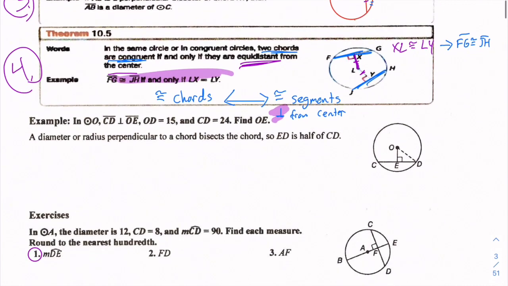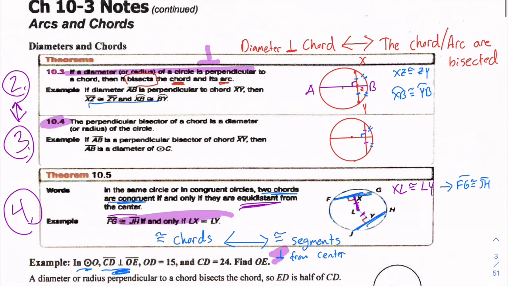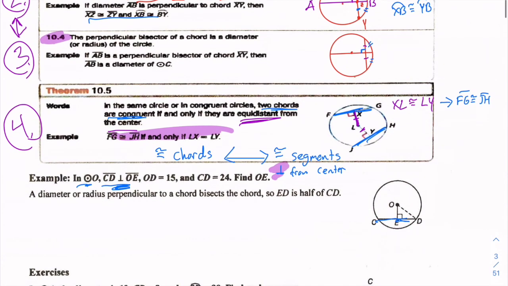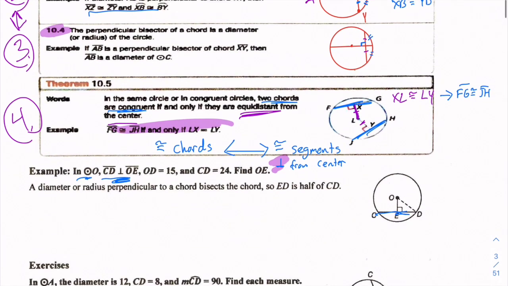All right, let's test out these theorems. Okay, example. In circle O, CD is perpendicular to OE. Okay, we have that here. CD is perpendicular to OE. Okay, that's good. Let's look back at our theorems. Perpendicular, huh? What does that mean? It's going to bisect. Okay, just preparing ourselves.